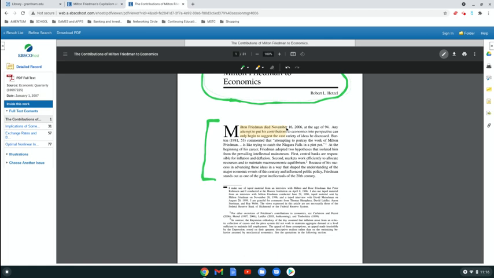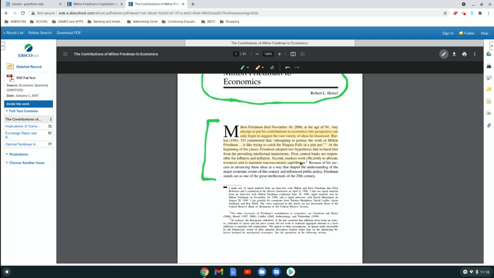Milton Friedman died in November 16, 2006 at the age of 94. Any attempt to put his contributions to economics into perspective can only begin to suggest the vast variety of ideas he discussed. Burton, 1981-53, commented that attempting to portray the work of Milton Friedman is like trying to catch the Niagara Falls in a pint pot. At the beginning of his career, Friedman adopted two hypotheses that isolated him from the prevailing intellectual mainstream.